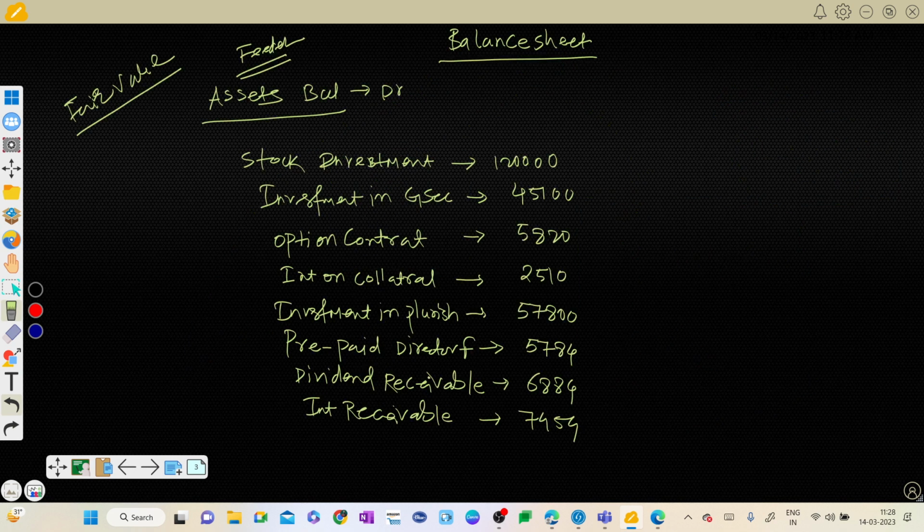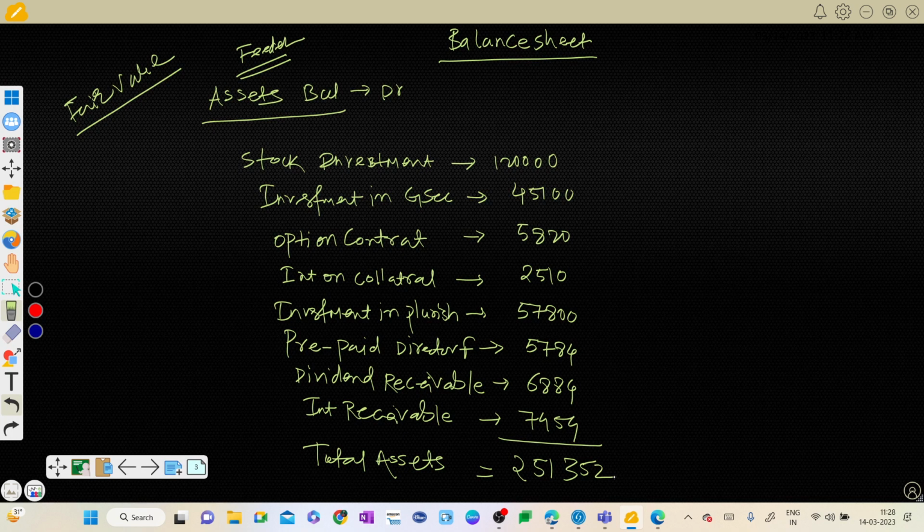So let's calculate the total assets then. Can someone open the calculator for me? Come on. 251352. Total assets, how much? 251352. 251 352.